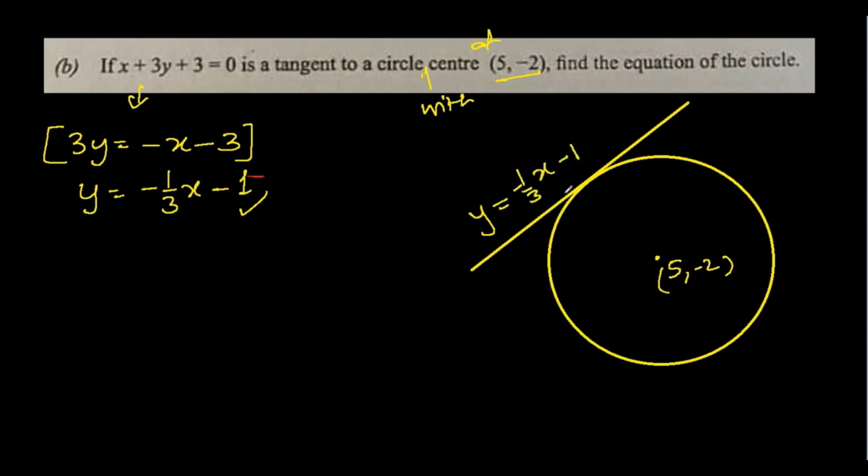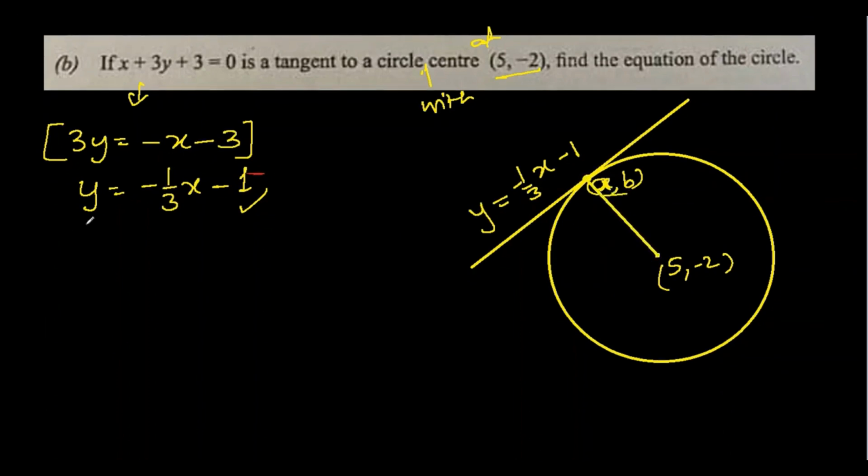Okay, so now let's say the point (A, B) is where this tangent is touching, right? So if we join (A, B) with the center, we know it will be equal to the radius. Yeah, this point (A, B) lies on the tangent. So let's substitute A and B here.